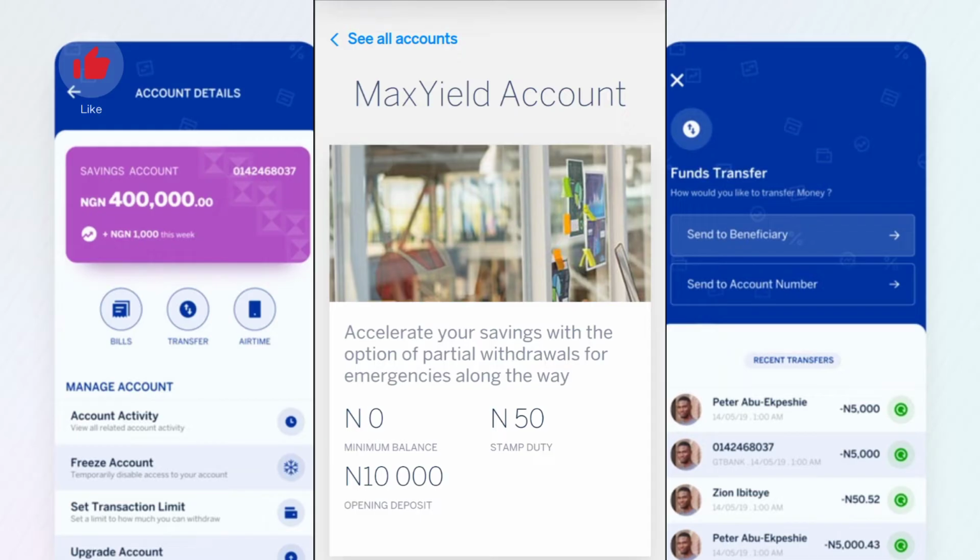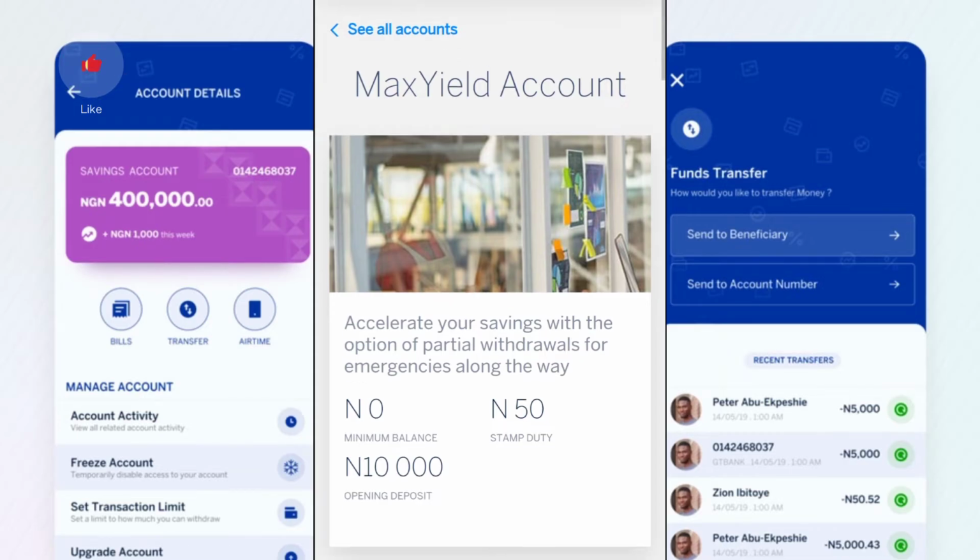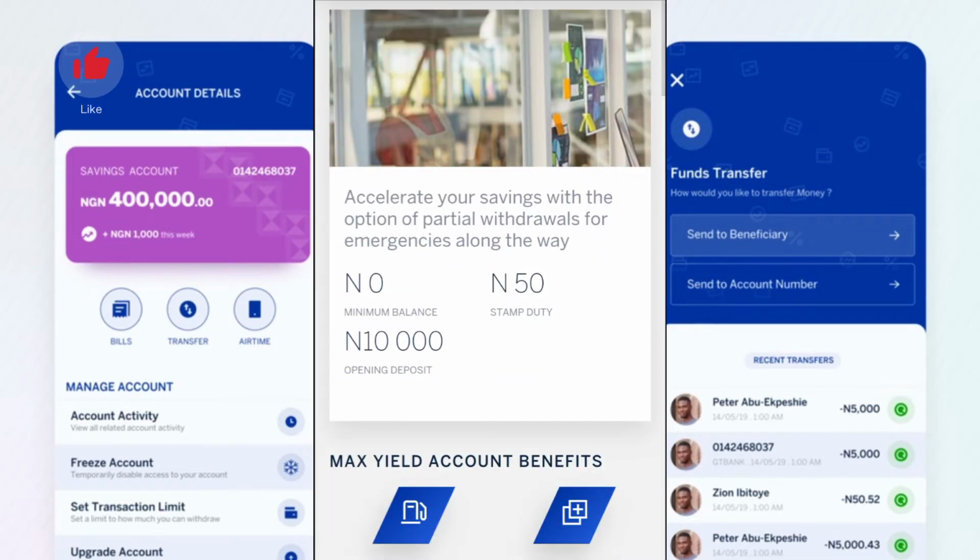All right, now you can open this account with a minimum deposit of 10,000 naira. Unlike a traditional account where you may have to pay maybe 1,500 or something, with the Stanbic IBTC Max Yield account you can open it for 10,000 naira, and there's a stamp duty fee of 50 naira.